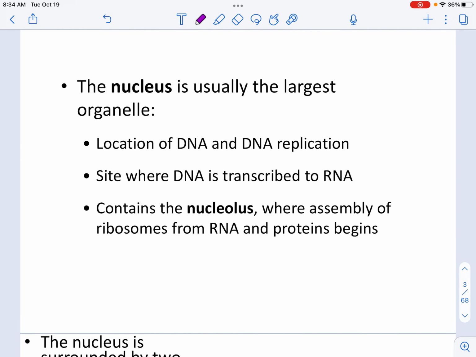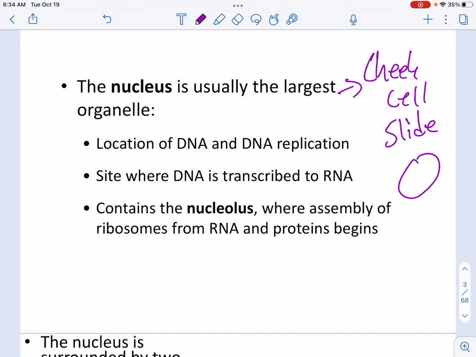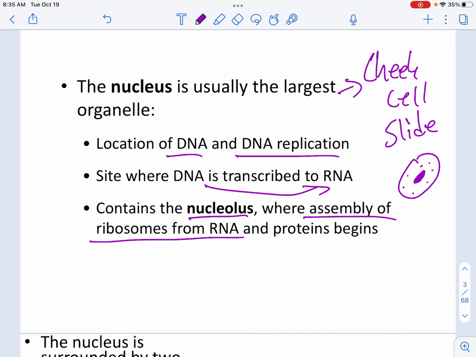So the nucleus is usually the largest organelle. We saw that when we did our cheek cell slide. You know, that dark circle, we had our cell, and then we had the dark circle in the middle, and then maybe a few lighter circles. So that is the largest organelle. It's the location of DNA and DNA replication. Again, your cells have to be copied, so DNA has to be replicated. It's a site where DNA is transcribed into RNA, and it contains the nucleolus. The nucleolus is a region where assembly of ribosomes from RNA and protein begins. So we actually start building those ribosomes.